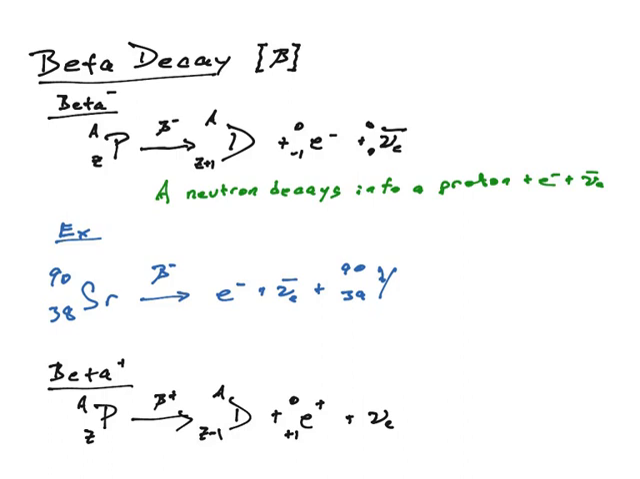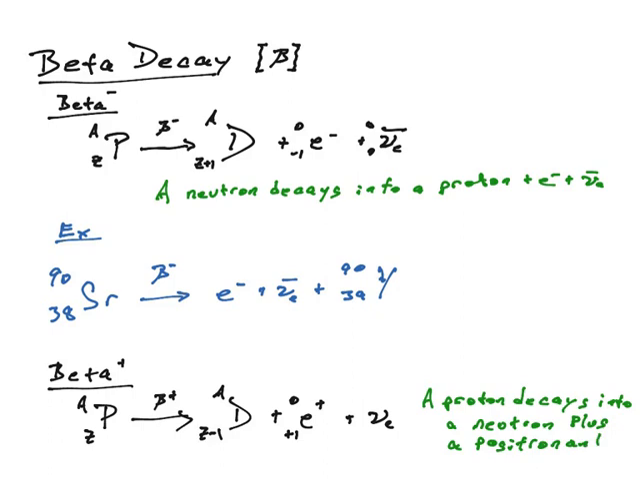And so for this, what happens is a proton decays into a neutron plus a positron and neutrino. So it's like the antimatter version. Instead of an electron, you have a positron. Instead of an antineutrino, you have a regular neutrino. And instead of a neutron turning into a proton, you have a proton turning into a neutron. Okay, that's the difference between beta minus and beta plus.